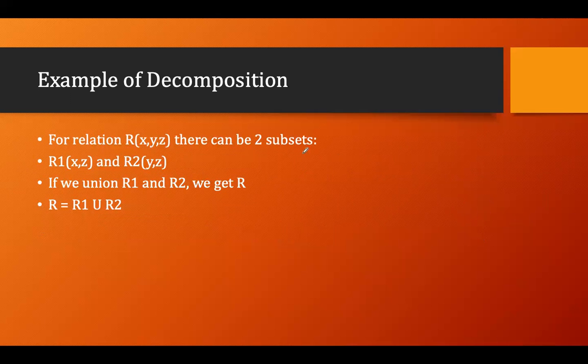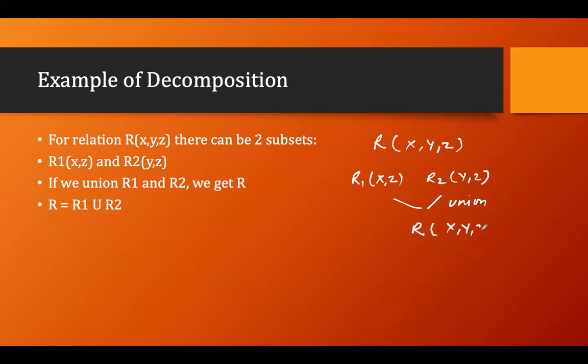This is an example where we have R, a relation. X, Y, and Z are the three attributes of the relation. After the decomposition, in one relation we'll get XZ, and another relation will get YZ. And if we make a union of these two, we should get R again with X, Y, and Z. That is the concept of decomposition. Okay. So if you perform the union operation of R1 union R2, you should get R again. If you're not getting it, it means that whatever procedure you have used for the decomposition is not correct.